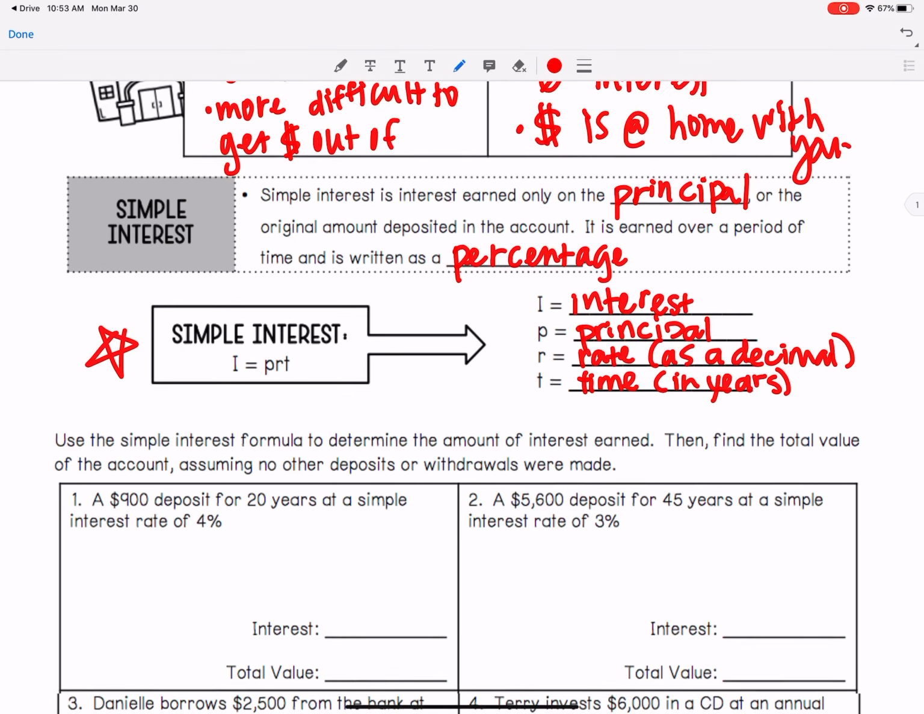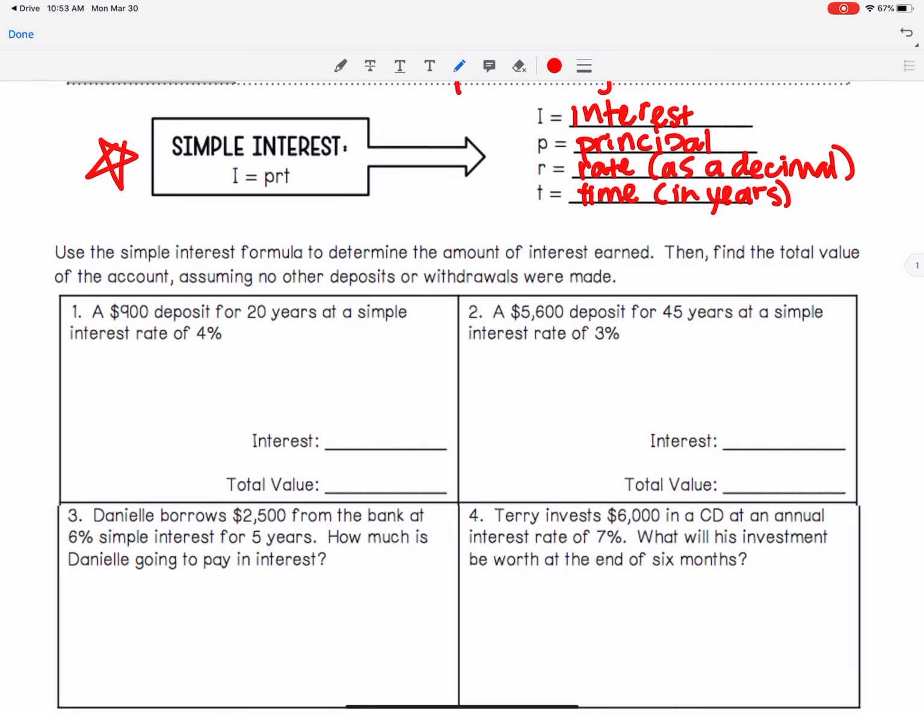All right, let's actually put what we're talking about into play. Use the simple interest formula, this one right here, to determine the amount of interest earned. Then find the total value of the account, assuming no other deposits or withdrawals were made. Deposits means you put money in. Withdrawals means you take money out. So I'm right here on question number 1: a $900 deposit for 20 years at a simple interest rate of 4%. We need to use that equation.